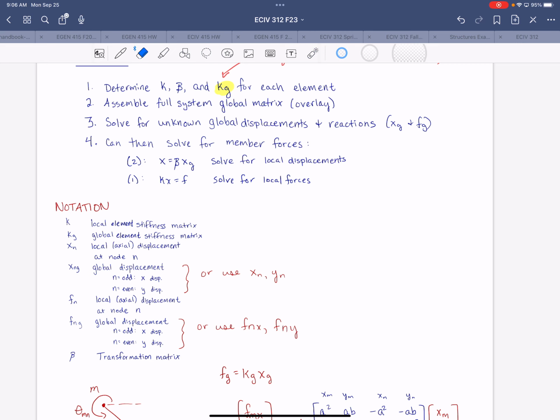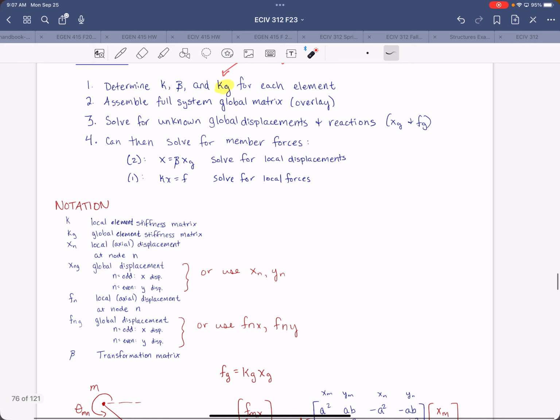Once you have found the global displacements and reactions, you can take those and plug them into the individual member local relationships, right? So you can use the displacement transformation equation, right? This was equation 2 from the previous couple pages. To solve for the local displacements, just plug in your xg. And then once you have the local displacements, you can plug them into the first equation, which was the local element stiffness equation, to get those internal forces.